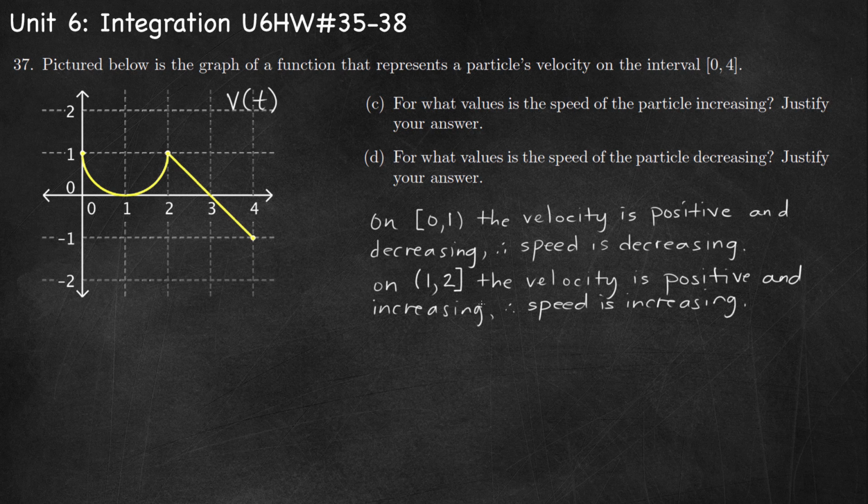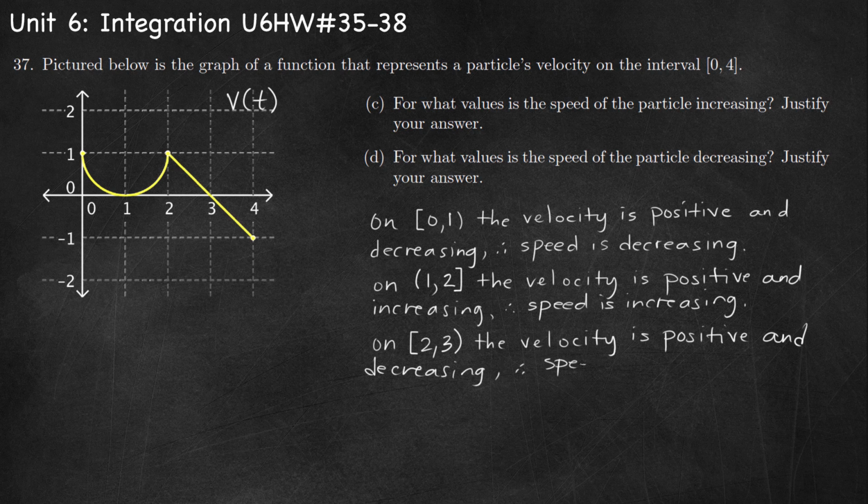Okay, then we have the interval from 2 to 3. On the interval from 2 to 3, and here I want to say the velocity is positive and decreasing. So at 2 it is positive, at 3 it is not. So on the interval 2 to 3, the velocity is positive and decreasing. Therefore, speed is decreasing.